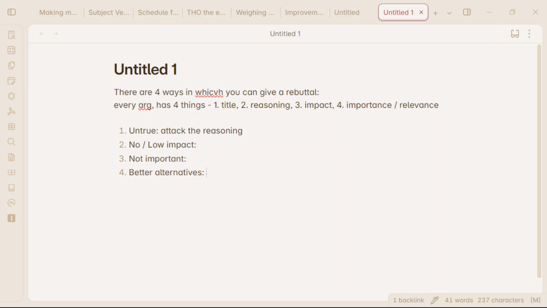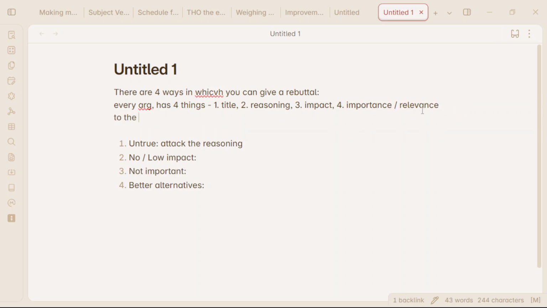These are the four main kinds of rebuttals, which are pretty easy to understand if you understand them using the structure of an argument that we've done before. Untrue basically means that you attack their reasoning. No or low impact basically means that you are attacking their impact. Not important means you are attacking their importance or relevance to the debate topic. And the last thing is that you are saying how you can give better alternatives as compared to the opposition side. We'll come to an example, but before that, is there any doubt in this?